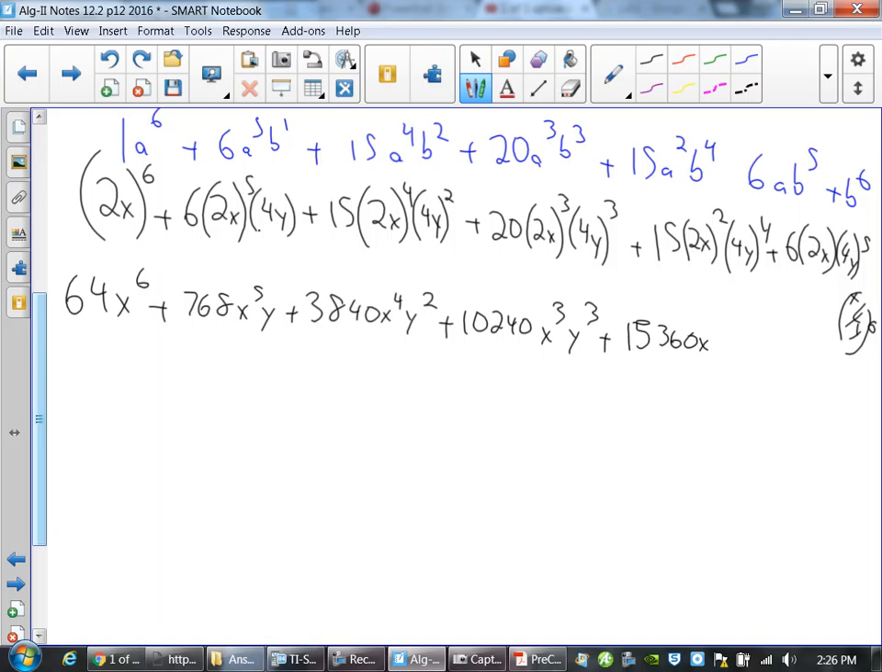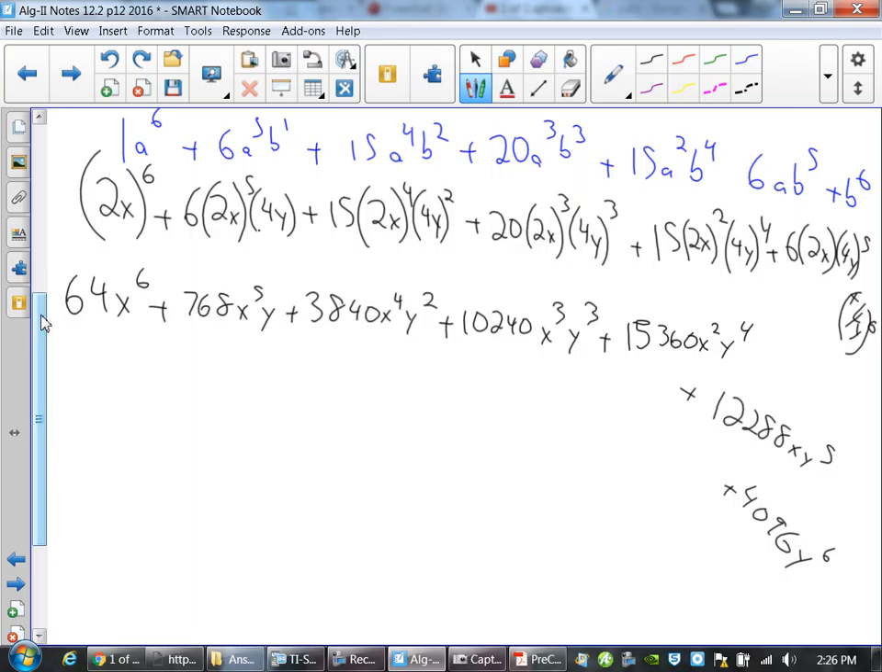2 to the 6th, and 4 to the 5th is 1024. The total is 12,288 x y to the 5th. Now can you see why I wanted to show you guys something that's absolutely awful? So when you see the easy stuff, you'll be like, okay. And 4 to the 6th is 4096.